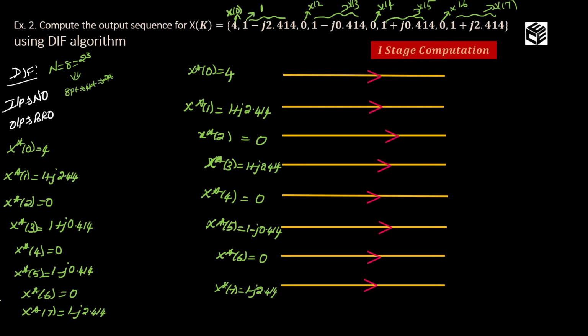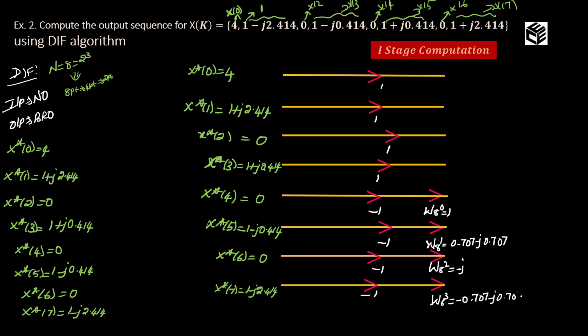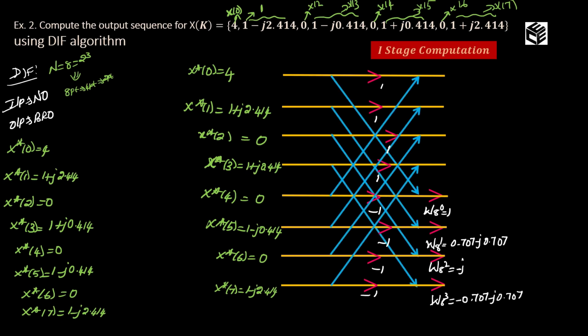Now I am going to give the plus 1 and minus 1 values. Since it is an 8-point sequence, first 4 lines will take plus 1 and the last 4 lines will take minus 1. Wherever there is minus 1, I am going to give the twiddle factor. W8 bar 0 is equal to 1. W8 bar 1 is equal to 0.707 minus j 0.707. W8 bar 2 is equal to minus j. W8 bar 3 is equal to minus 0.707 minus j 0.707. Now I am going to give the crossed lines.